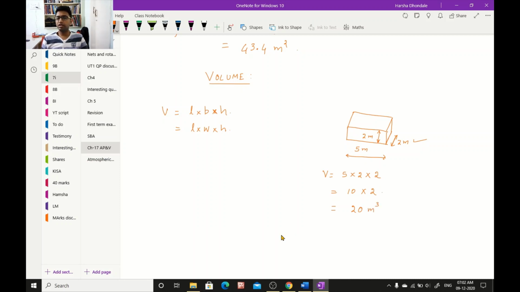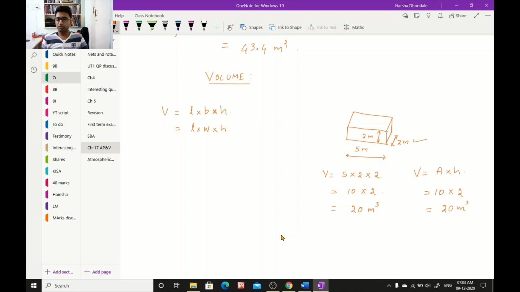Okay, now interesting thing over here is volume can also be considered as area into height. What is the area of this? At the bottom you have a rectangle, and the same rectangle is reflected at the top. So area equals length into breadth. What is length? 5 meters, and breadth is 2 meters. 5 into 2 is 10 into 2 is equal to 20 meter cube.